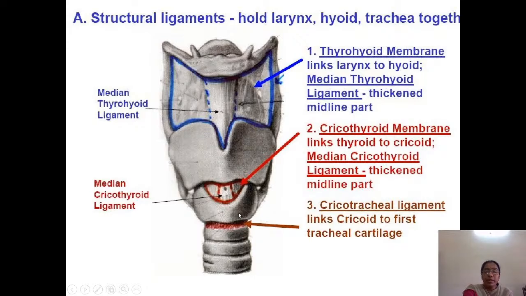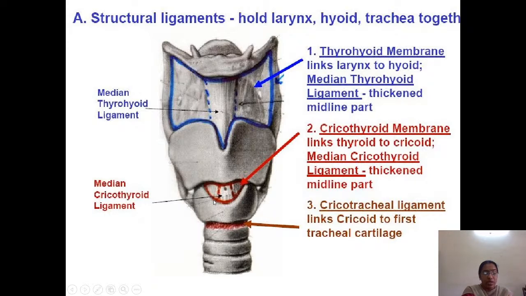One more, between the cricoid cartilage and your trachea. These are the tracheal rings. Between the cricoid and the trachea, that is the first tracheal ring, you can see the ligament which is called the cricotracheal ligament. So between the cricoid cartilage and the trachea, the ligament which is present is called the cricotracheal ligament. So these are the ligaments which hold the larynx, hyoid and trachea.